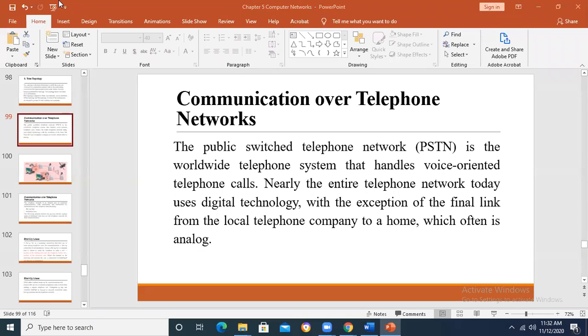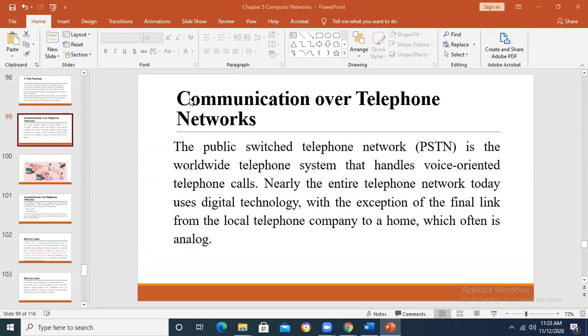You know very well that we are going through chapter number 5, and the last topic which was continued was basically communication over the telephone networks. How the telephone networks are beneficial to make extensions in the local area networks towards the wide area networks.